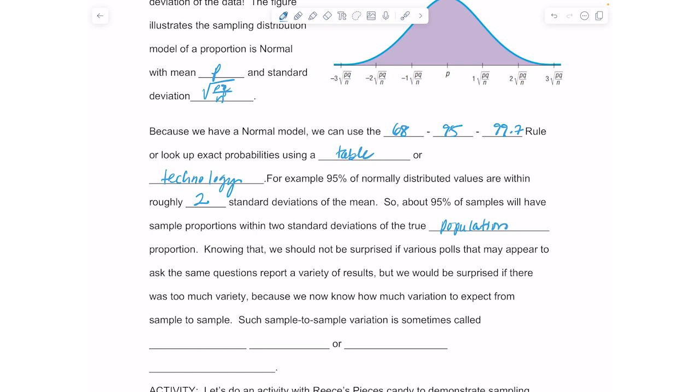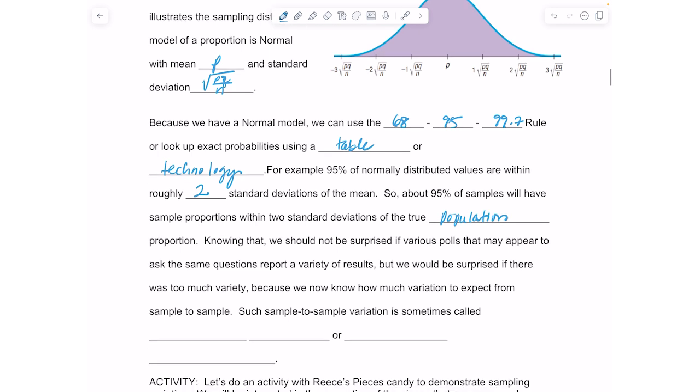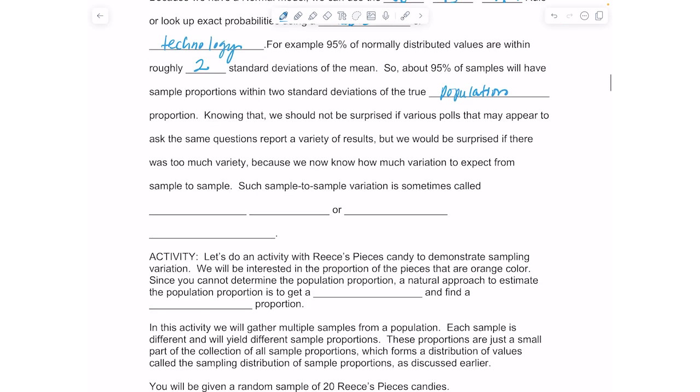Knowing that, we should not be surprised if various polls that may appear to ask the same questions report a variety of results, right? Again, because of natural sampling variation. But we would be surprised if there was too much variety, because we now know how much variation to expect from sample to sample. Such sample to sample variation is sometimes called sampling error or sampling variability. And we kind of talked about this in chapters 11 and 12.